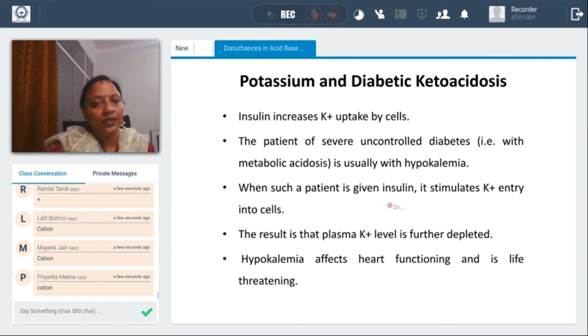When such a patient is given insulin, it stimulates potassium entry into cells. The result is that plasma potassium level is further depleted. Hypokalemia affects heart functioning and is life-threatening. It is important. So it is related to diabetic ketoacidosis.